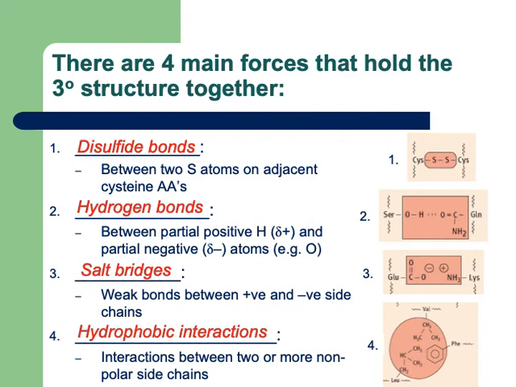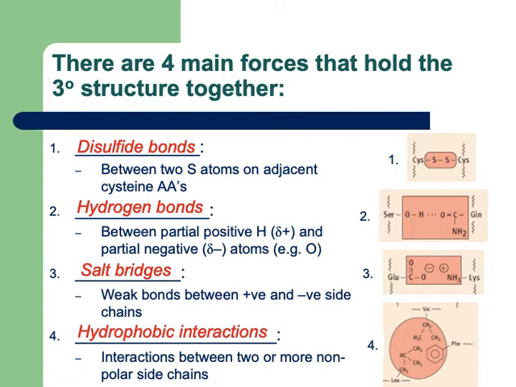There are four main forces that hold the tertiary structure together. These are the interactions. And so there's four main interactions or forces. The first one is disulfide bonds. And we can see this on the right-hand side. This is an interaction between two sulfur atoms on adjacent cysteine amino acids. So it only happens between sulfur atoms of adjacent cysteine amino acids.